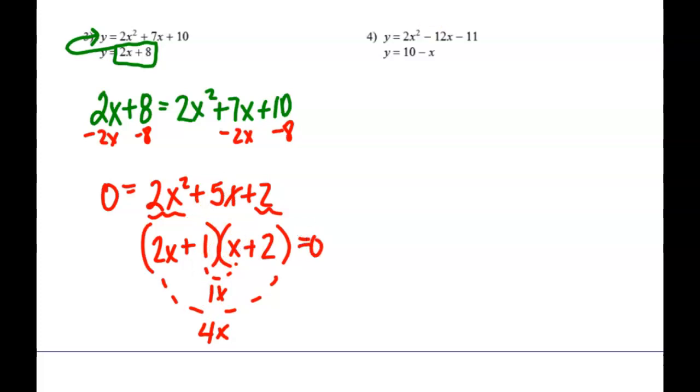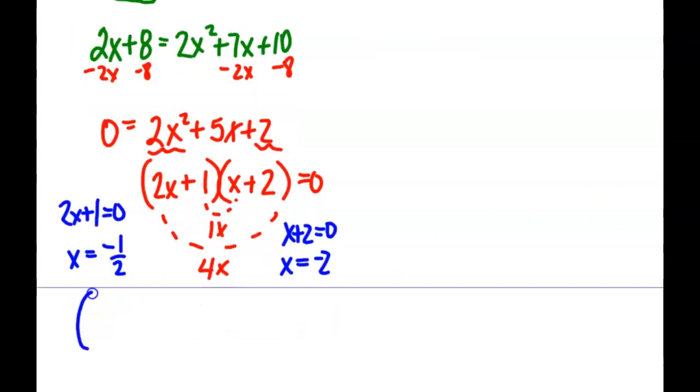Then if I set each of those equal to 0, 2x plus 1 equals 0, I would get what, guys? -1, and then I'd have to divide by 2. Everybody okay if I skip some of those steps? And this one, if x plus 2 equals 0, I would get a -2. Now remember, those are both x values. They do not go together in an ordered pair because they are both x values.